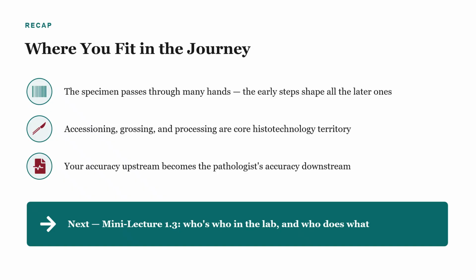In the next mini lecture, 1.3, we'll meet the people along this journey and sort out exactly who does what. The pathologist's assistant, the histotechnician, and the cytotechnologist, including where your scope of practice begins and ends. That question of scope is one of the most important professional judgments you'll build in this course, and 1.3 is where we start. I'll see you there.